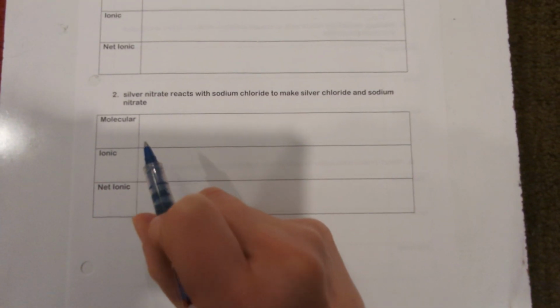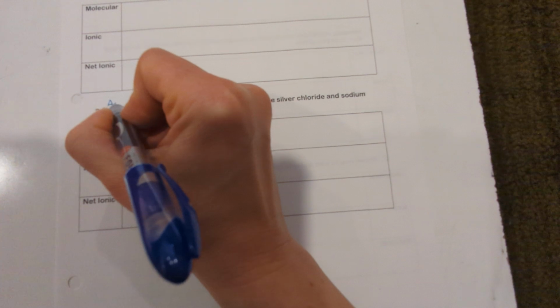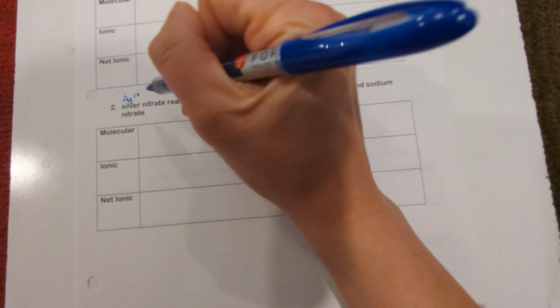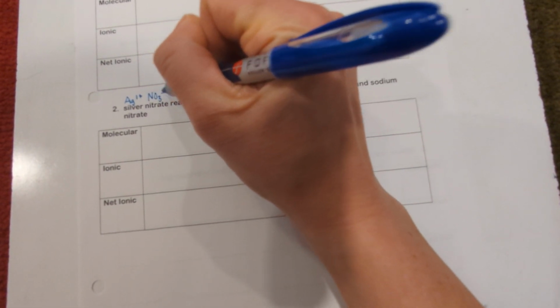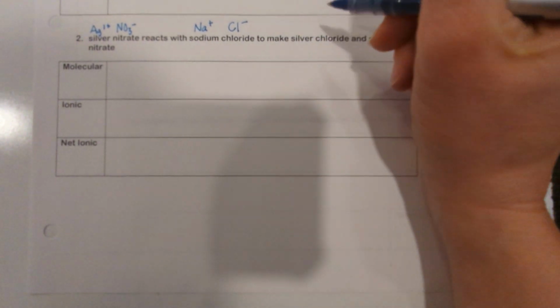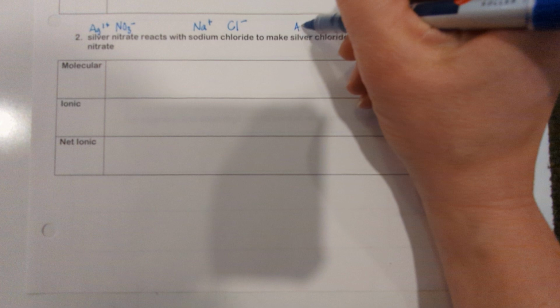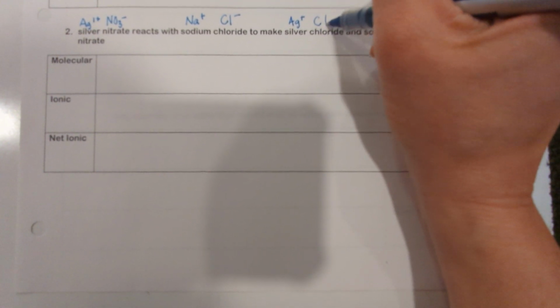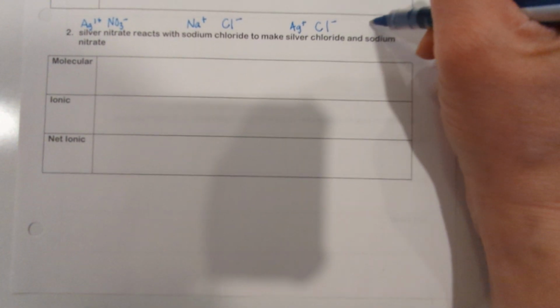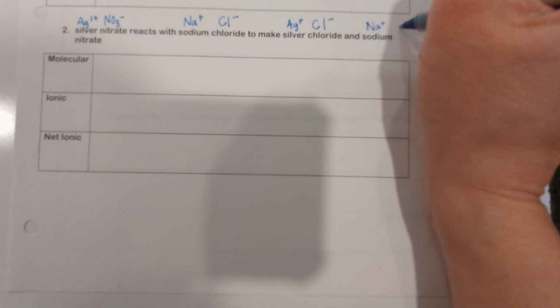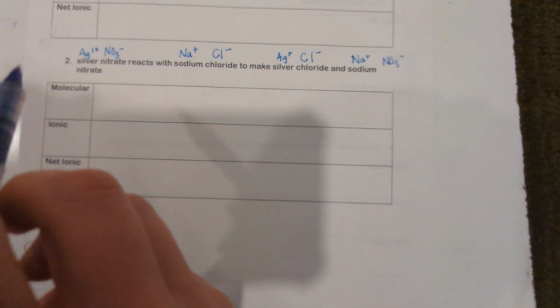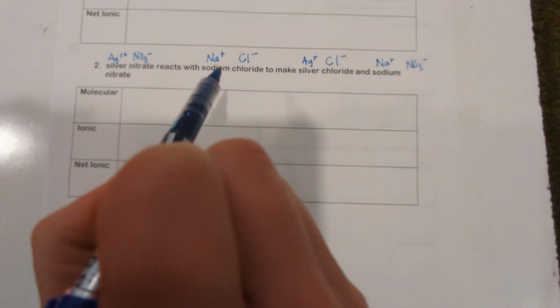Let's first do the molecular equation. Silver, that's a 1 plus charge. Nitrate, it's NO3 minus, with sodium chloride, Na plus, Cl minus, to make silver chloride, silver plus, chloride minus, and sodium nitrate, Na plus, NO3 minus. Okay, so if I look at the charges, +1, -1, they're all balanced.